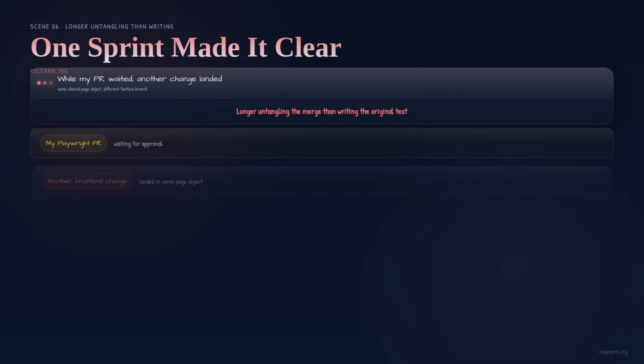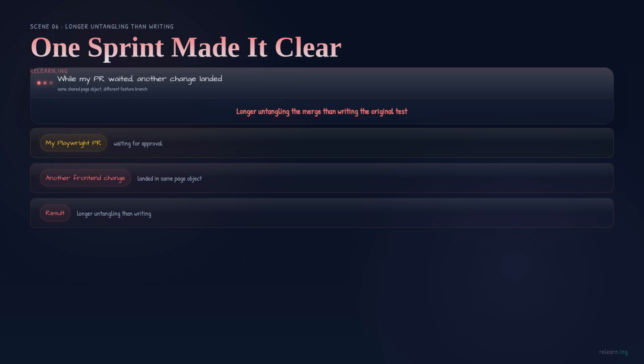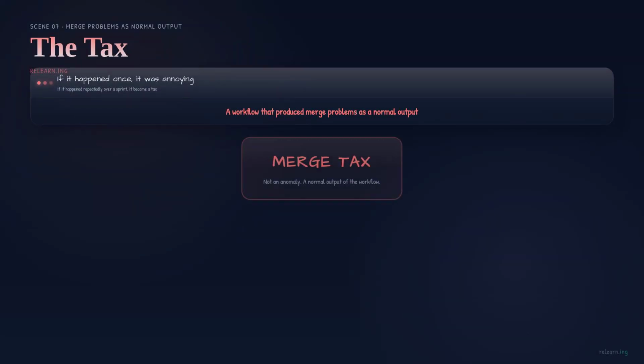One sprint made that pattern impossible to ignore. While my Playwright PR was still waiting for approval, another front-end change landed in the same shared page object. I spent longer untangling the merge than I had spent writing the original test. If that happened once, it was annoying. If it happened repeatedly over the course of a sprint, it became a tax. I was dealing with a workflow that produced merge problems as a normal output.